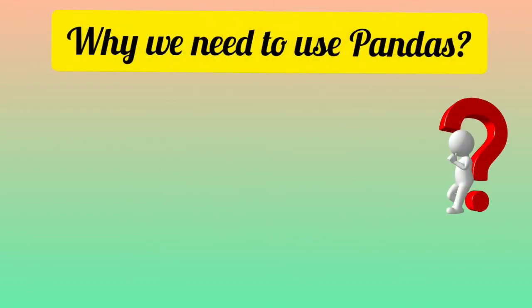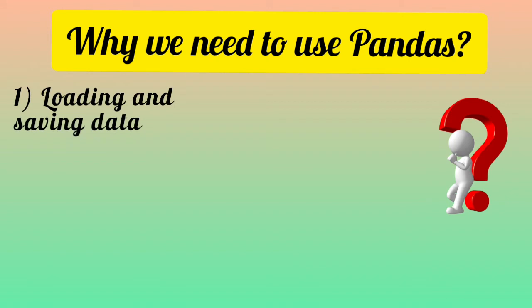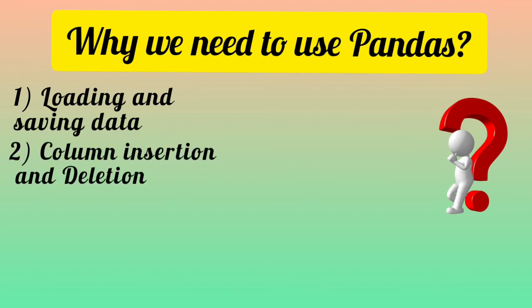First one is to load and save the data. To load dataset in Jupyter Notebook, we need to use Pandas. To save the dataset also we need to use Pandas. Second one is column insertion and deletion, to insert a new column in the existing dataset or to delete it. Third one is data selection, to choose or filter a specific number of rows and columns. For example, to print first 5 rows and first 5 columns.